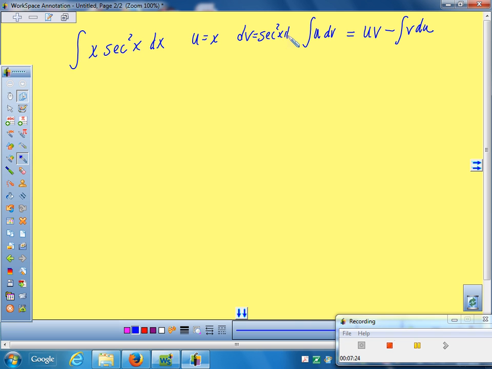You will know when you try this, if you set this up wrong, once you fill in the rest of the formula and you try to work it, you'll go, I can't do this. I must have set this up backwards. There's usually a big hint if you're set up wrong. It's like, I can't go anywhere.